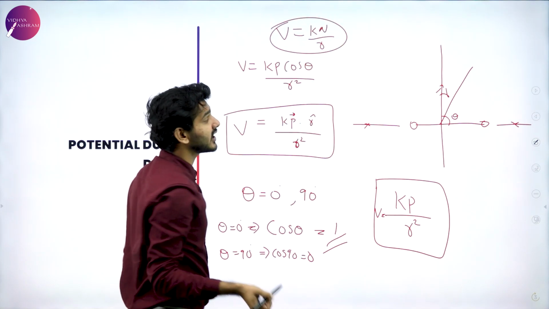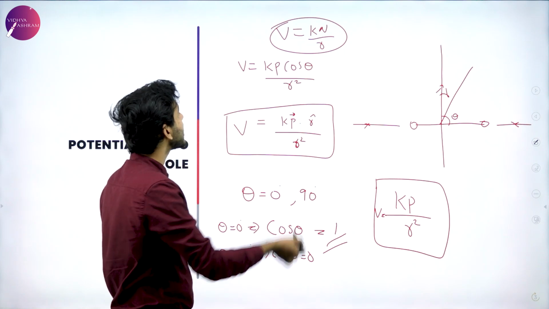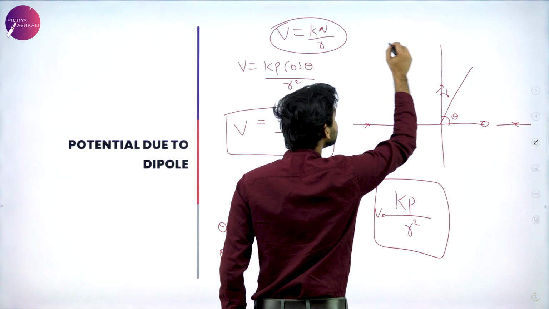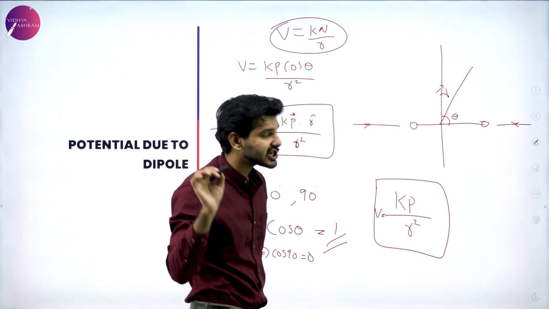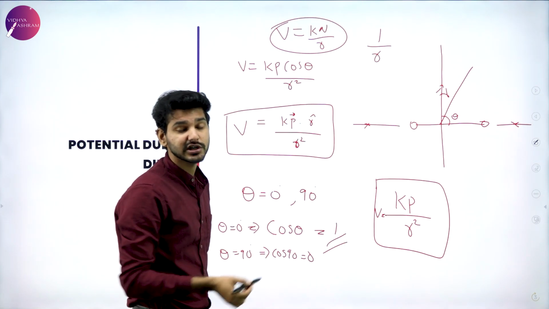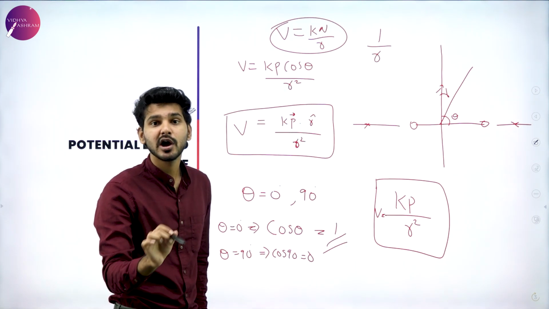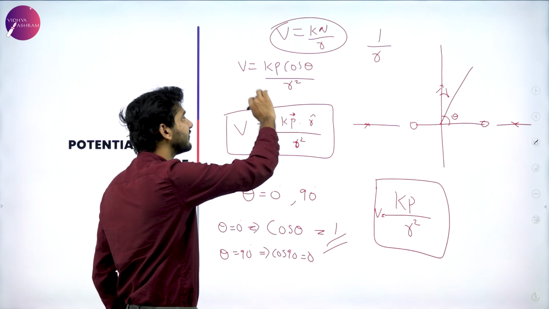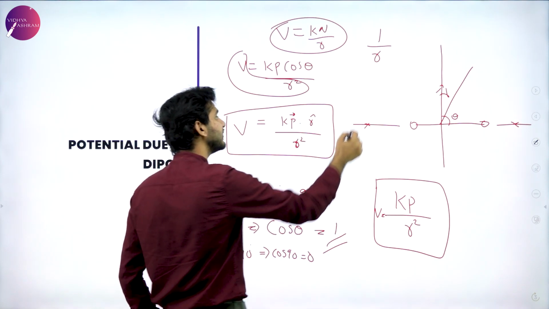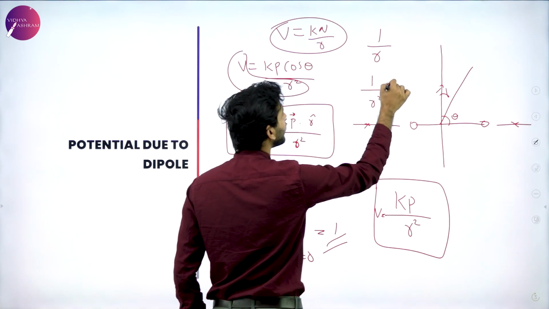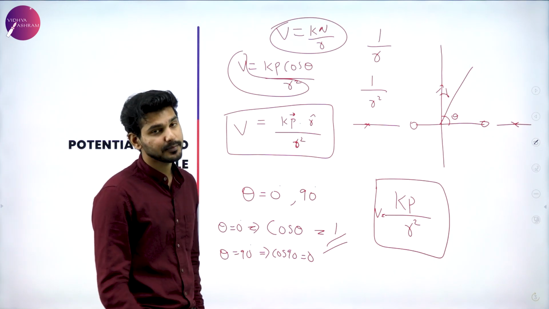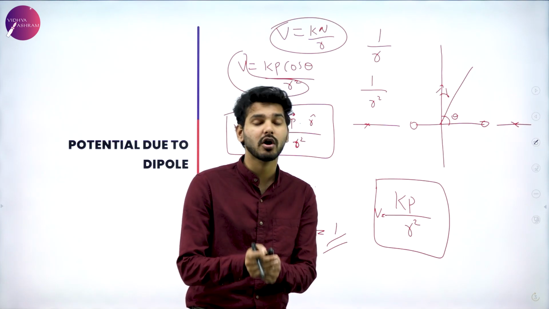But here for a dipole, it is different. Normally, as distance increases from a particular point charge, the potential would fall in proportion to 1 by R. But for a dipole, the potential will fall in the ratio 1 by R square. So the potential will be falling more rapidly for a dipole as we move further and further away from that particular dipole. And that is all about potentials of a dipole.